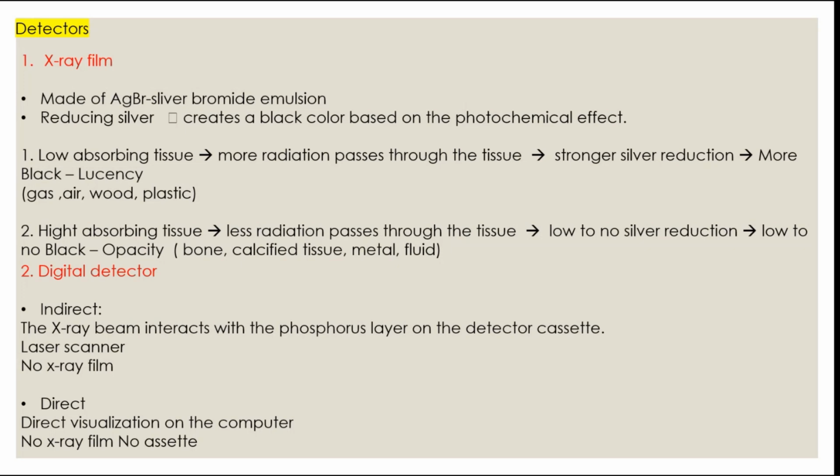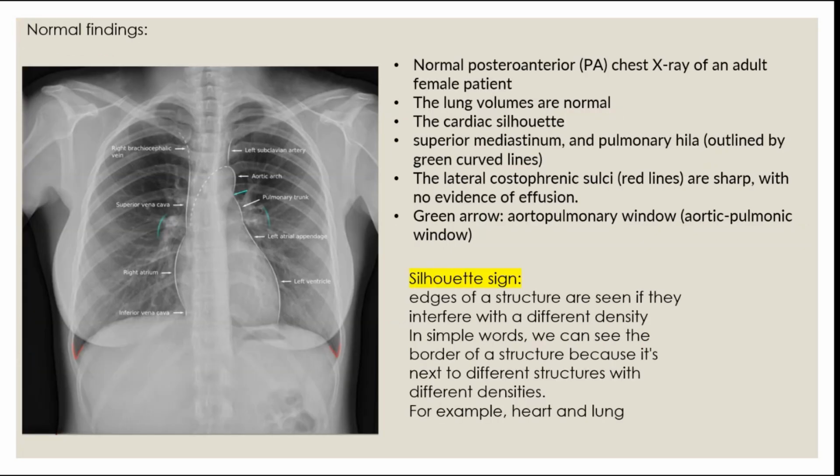The second detector, we have the digital one. We have the direct and the indirect. So the direct, we have the X-ray beam interact with the phosphorus layer on the detector cassette, which is the same, what is it in English? Like the same as the process of photochemical effect. And we will have a laser scanner, but in this one, we will have no X-ray film. Then we have the direct, which we see the picture immediately on the computer. There's no X-ray film and no cassette. We can go to next.